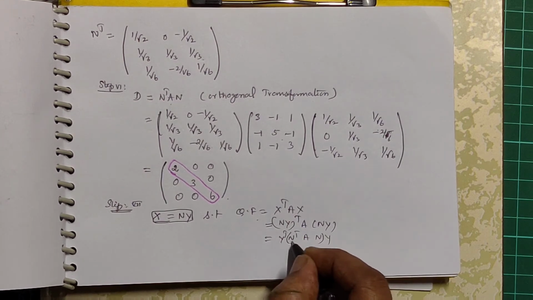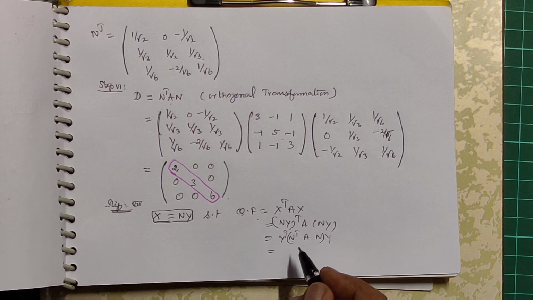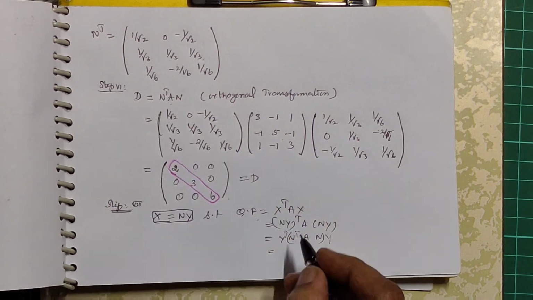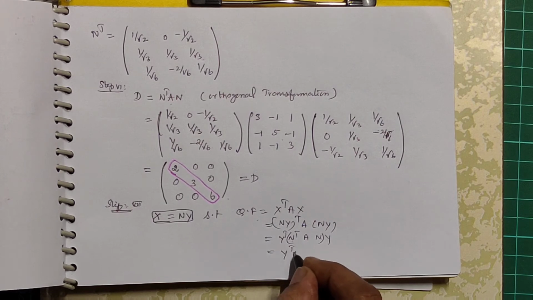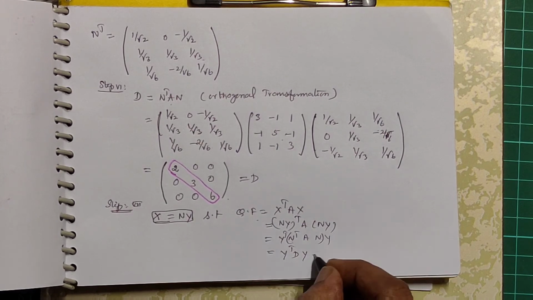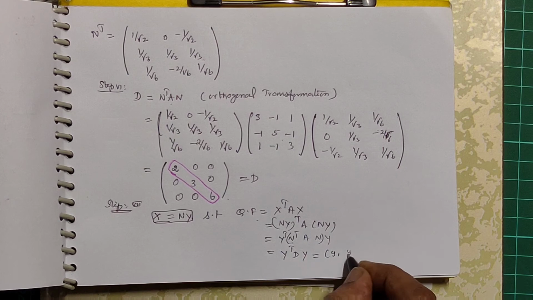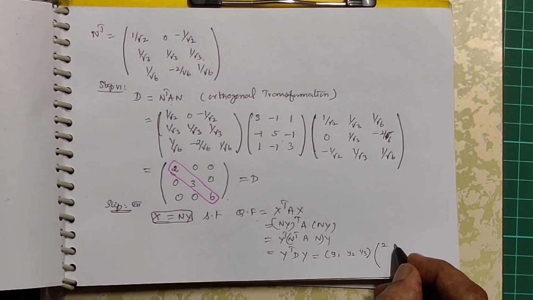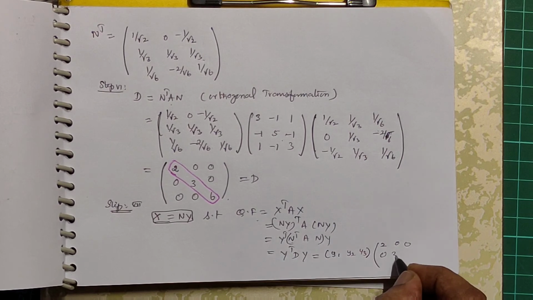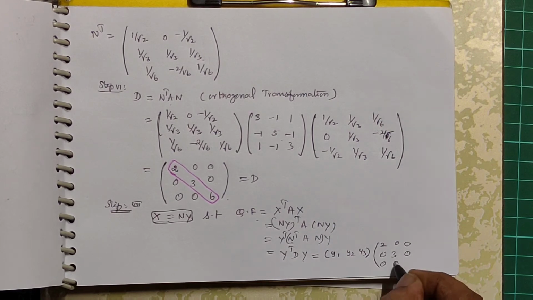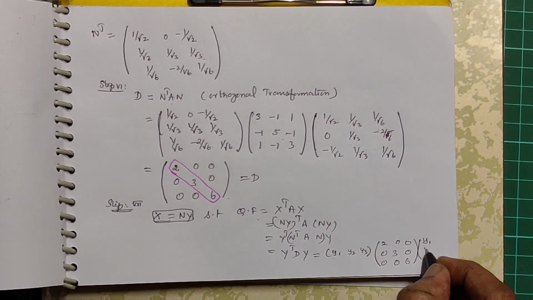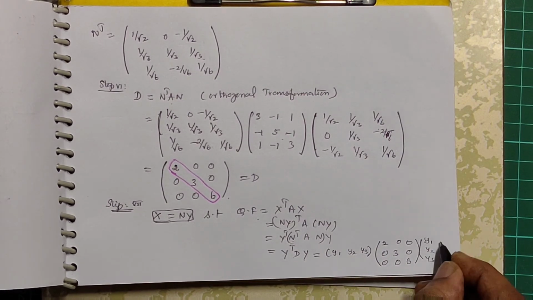Now you know that N transpose A N is nothing but our diagonal matrix D. We got it from the previous step. So it is y transpose D y. Y transpose is y1, y2, y3, and D is the matrix we got just now: 2, 0, 0, 0, 3, 0, and 0, 0, 6. With that, you have to multiply the column matrix y1, y2, y3.